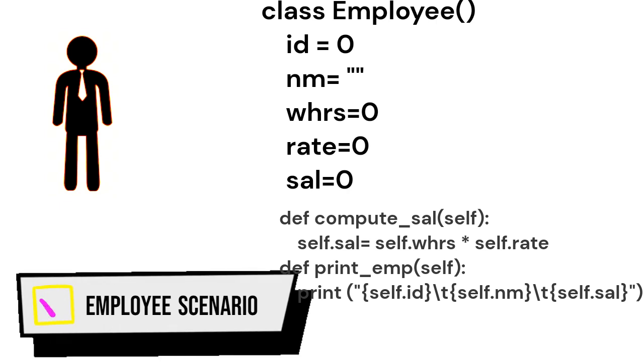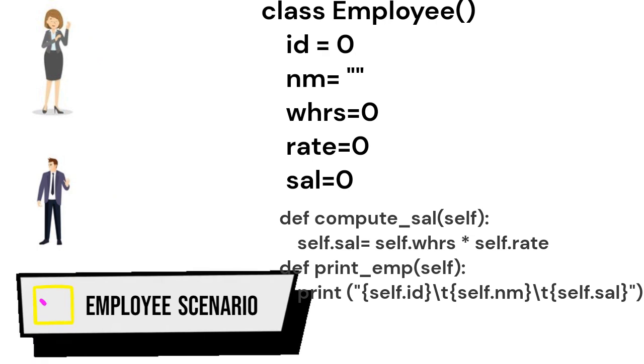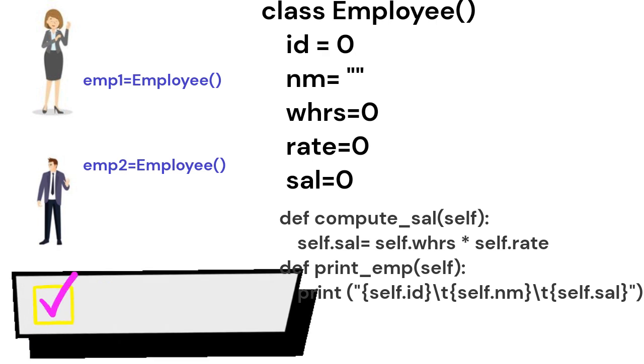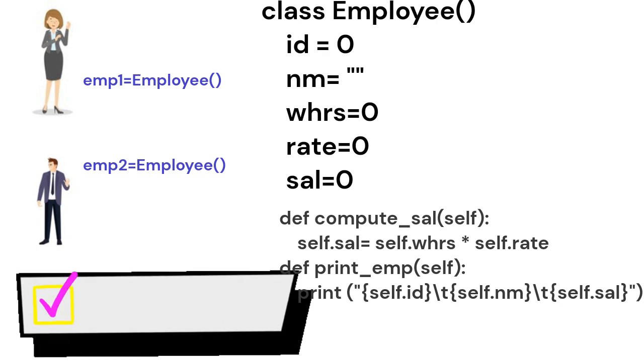To make it more clear, let's create 2 employees. Class objects support 2 kinds of operations: attribute references and instantiation. One way is to simply assign our object variable name to the class name. emp1 is equal to employee. emp2 is equal to employee. Here, we created 2 employees. The self parameter will access individual copies of all data members for each object.